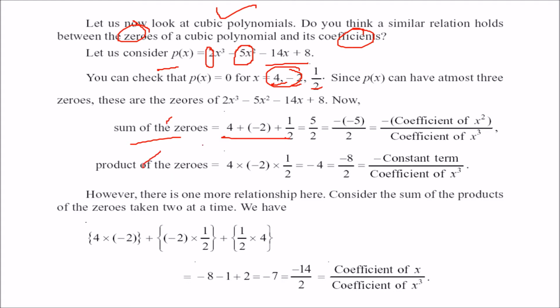If you take the product of zeros, then this will be minus 4, and if you also take minus of the constant term divided by the coefficient of x cube, this will again be equal to minus 4. One more thing, if you multiply them pairwise, 4 into minus 2, minus 2 into half, and 4 into half, and then you add them, you will get this value. And this is exactly equal to the coefficient of x divided by the coefficient of x cube.